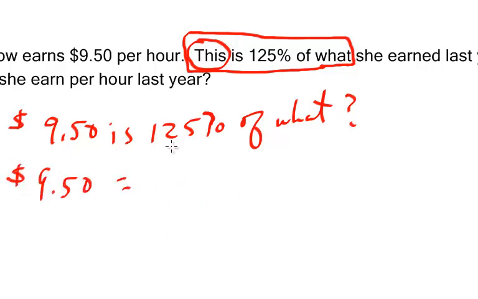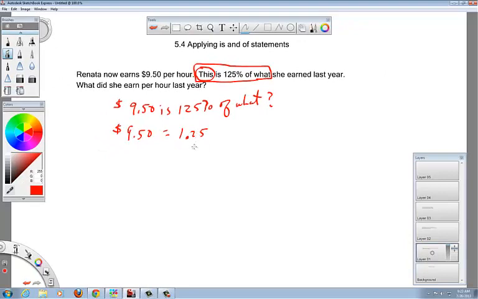Applying what we did, is means equals. This is a percentage, 125%. That's going to be 1.25 as a decimal. You always want to do that converting. Remember, do not hit the percent key. Do not touch that thing. And then of means times, so times n. And when we do this, we have to figure out, do we multiply or do we divide? This is going to be division. So dividing by 1.25, that cancels.